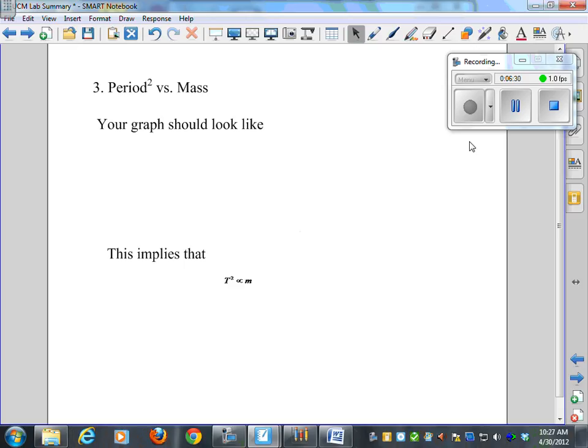Period versus mass. The third one that we did was we added more and more rubber stoppers to the end. Did you get a straight line for that one? We don't always get perfect results, usually because the string length is different. But you should have got a straight line. The more rubber stoppers, the longer it takes, which means it's going slower.